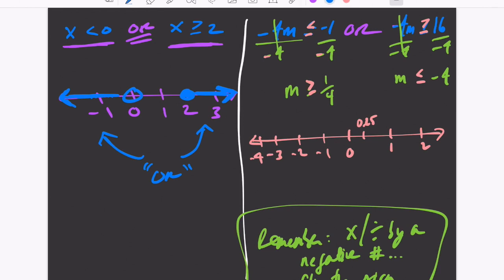And so m has to be greater than or equal to a quarter. So fill it in because it's or equal. And it has to be anything greater than. It's over to the right. Anything over here is going to work. If it's 1, if it's 2, if it's 3, if it's a million. But it also could be, or it could be less than or equal to -4. So filling this in again. And less than is anything to the left. So the arrow goes there. And again, or means it could be over here or it could be over there.